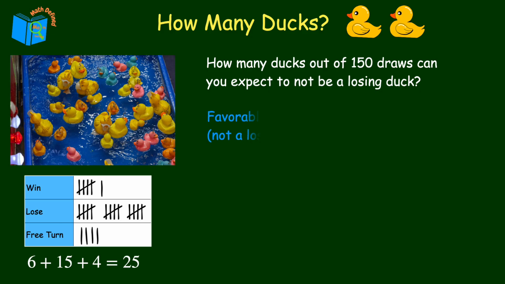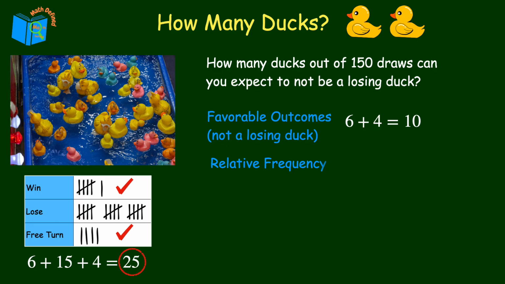First, we'll find the favorable outcomes, not a losing duck. Wins and free turns are not losing, so we'll add these together to get a total of 10. And the total number of outcomes so far is 25. To find the relative frequency for this event, we compare the favorable outcomes to the total outcomes, so our ratio is 10 over 25. Then we'll convert this ratio into a percent, 40%.